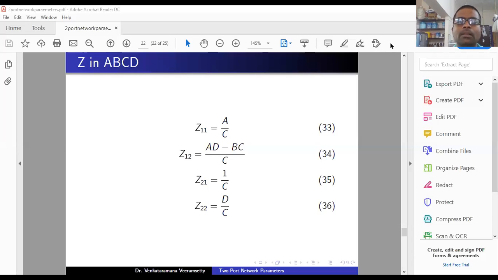Right. So today we are going to discuss how we find the Z values in terms of the transmission line parameters, or ABCD parameters. This information will be helpful for us. If we have the transmission line parameters of any two-port network, then we can easily calculate the impedance parameters from those transmission line parameters.